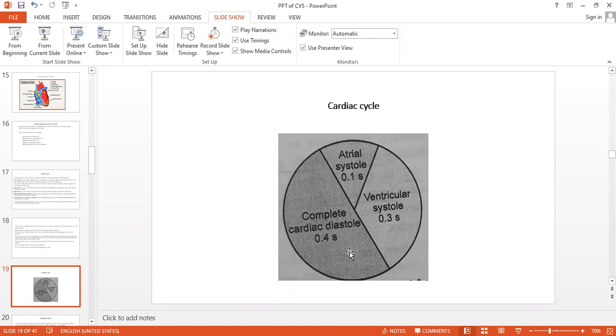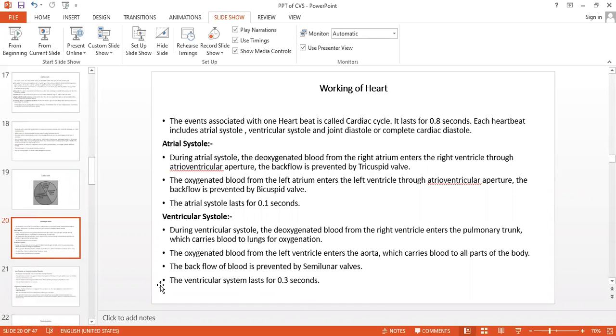Complete cardiac diastole, that is the joint cardiac diastole, the atrial diastole and ventricular diastole, lasts for 0.4 second. So calculate this: 0.1, 0.3, 0.4. That is one cardiac cycle, and it lasts for how many seconds? 0.8 second. So for the working of the heart, we will repeat this systematically.